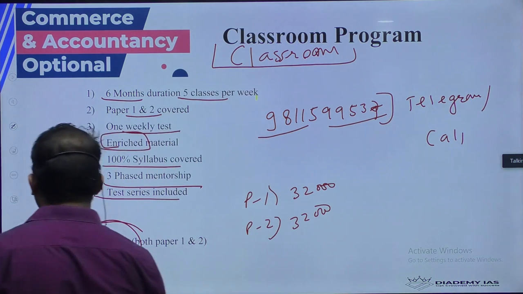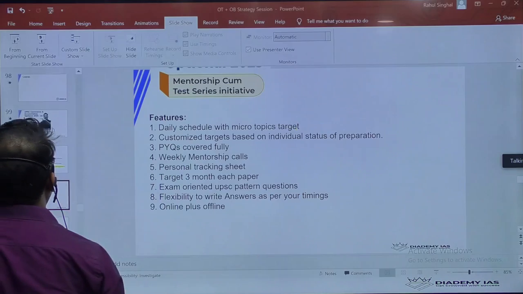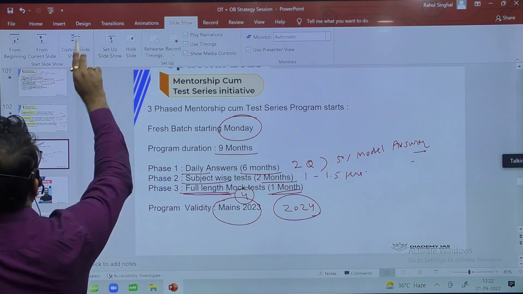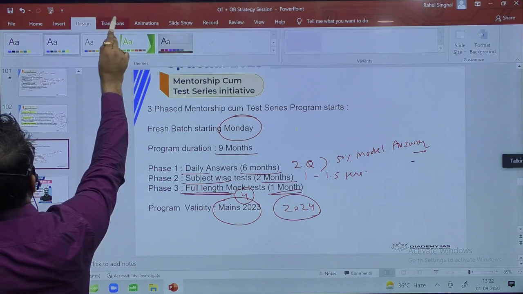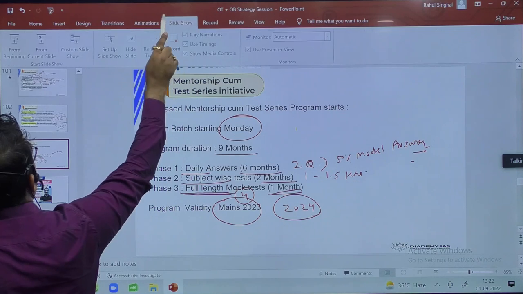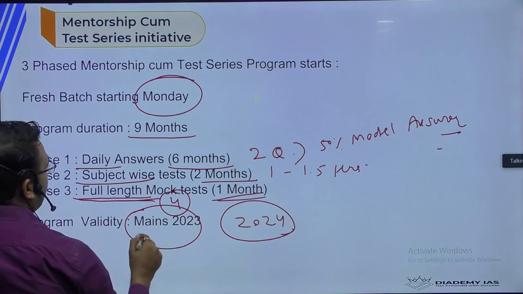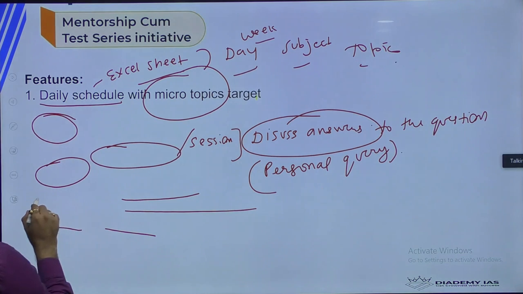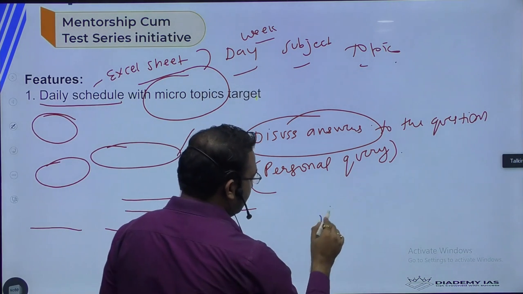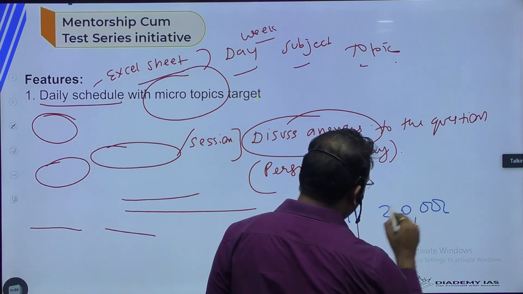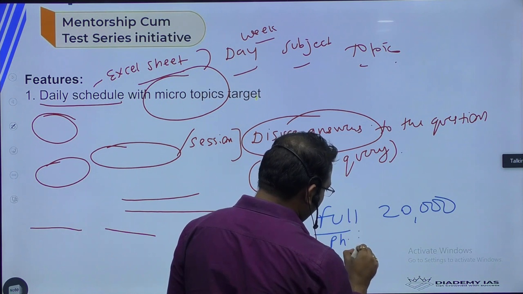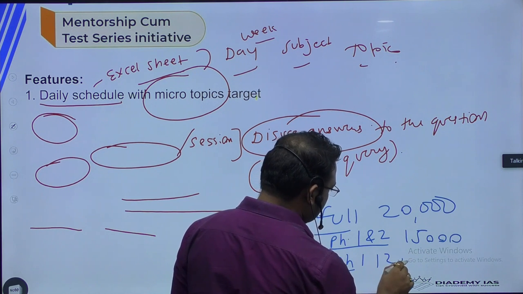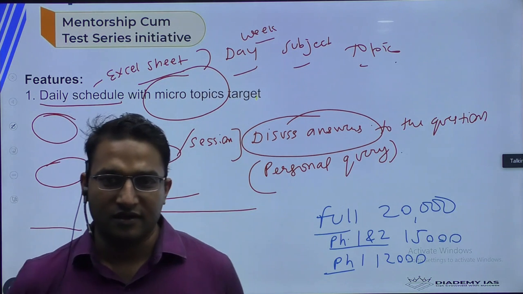Varsha, this answer writing program, mentorship program, the cost of the mentorship program is, we have two options. If you join the full program, then it is 20,000, right? The full program is 20,000: phase 1, phase 2, phase 3. Or if you join only phase 1 and 2, this is 15,000. And if you join only phase 1, then it is 12,000. So we give three choices, right? You can get it.